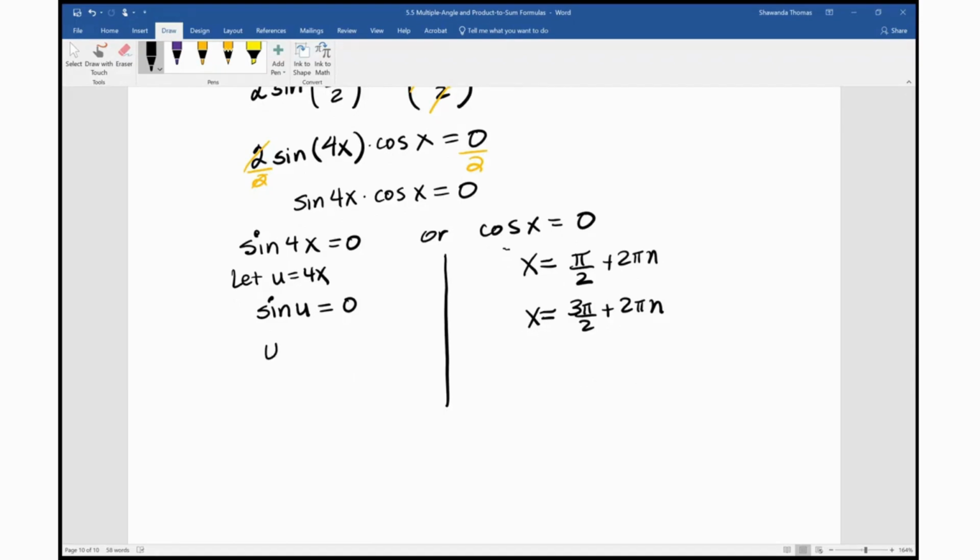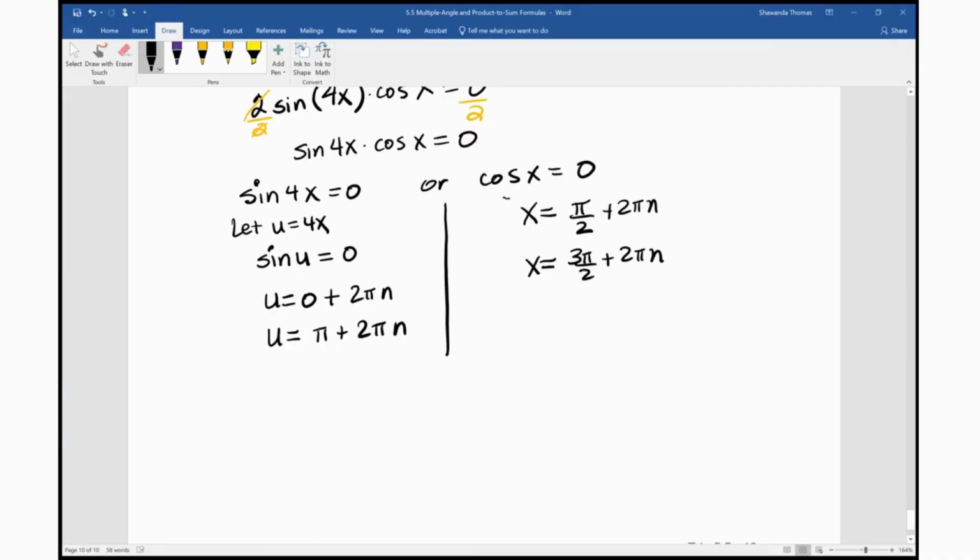Okay. u equals 0. I'm going to put plus 2 pi n. When, what else? Pi. Why? You said pi? I put 2 pi n. All right. But now that we figured that part out, we're going to substitute that 4x back into u. So instead of u equals this, okay, this is just 2 pi n.